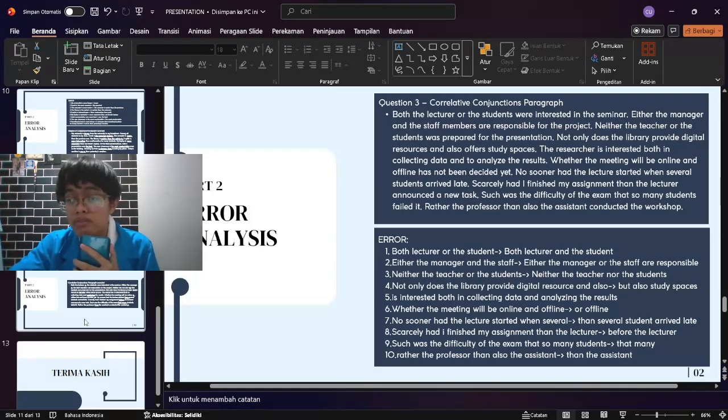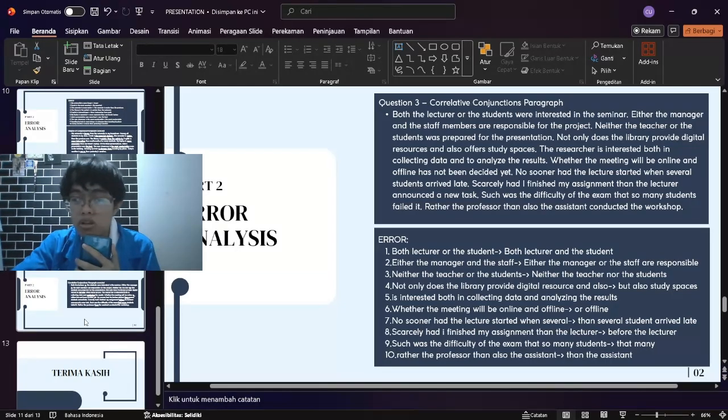The manager and the staff are responsible, so both of them are responsible, but using either, it should be either the manager or the staff are responsible. It uses either and or because it shows an option, but the option does the same thing. So either the manager or the staff do the same thing, they are responsible. Neither the teacher or the student, change the or to nor, because it's the same as either or in negative form.